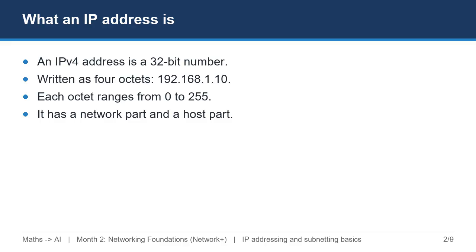Let's start at the beginning. An IP version 4 address is a 32-bit number that identifies a device on a network. We write it as 4 octets separated by dots, like 192.168.1.10. Each octet is 8 bits, so it ranges from 0 to 255. And crucially, every address has two parts: a network portion, telling you which network, and a host portion, telling you which device.